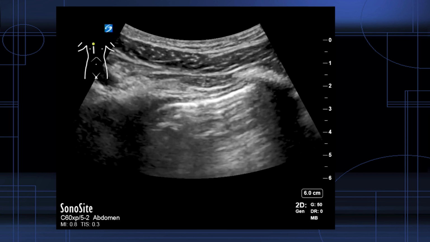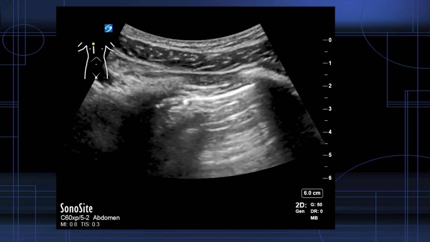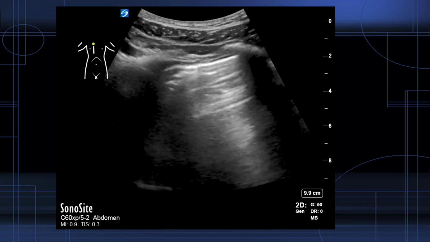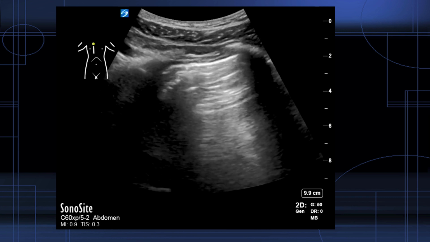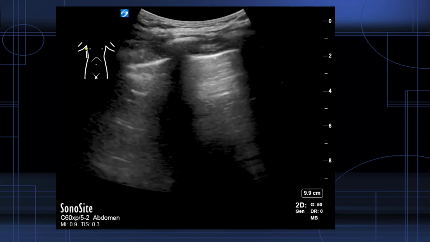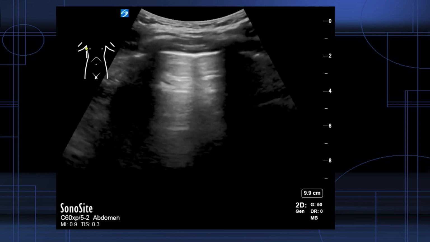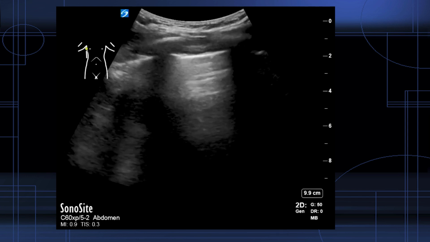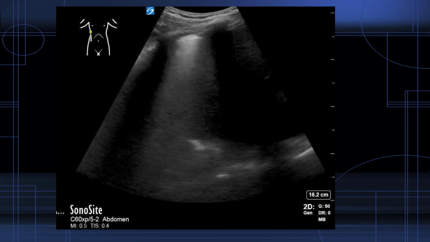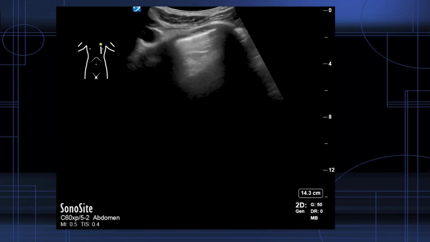So what does this look like in action? You start by scanning the 3 points that we just talked about, the upper, the lower, and flaps on each hemithorax, while looking for lung sliding and taking note of whether you see mainly A lines, B lines, or consolidation. In this case, we have lung sliding everywhere. We have primarily A lines with a few B lines.